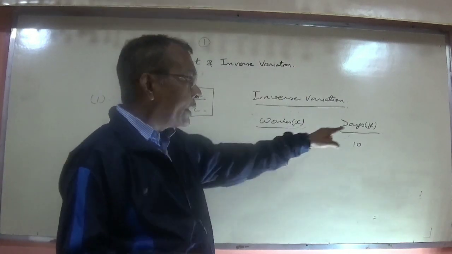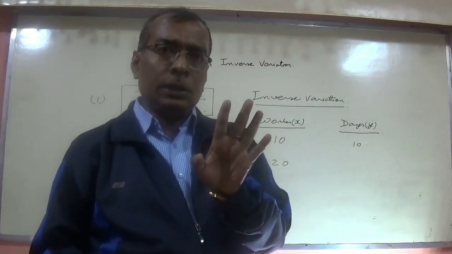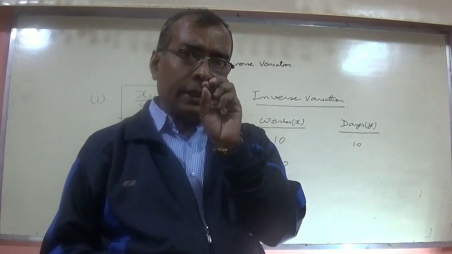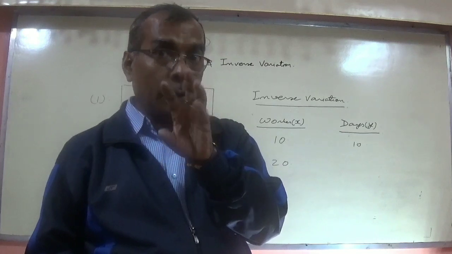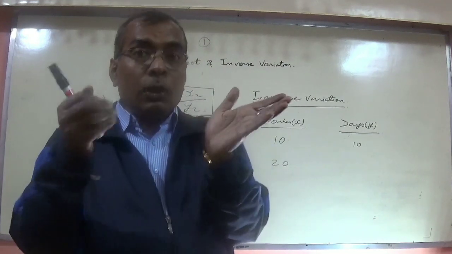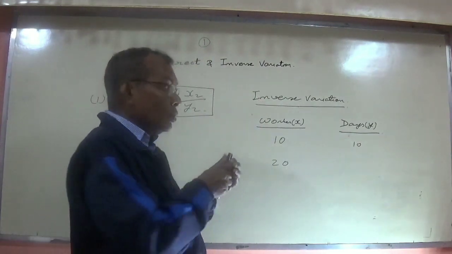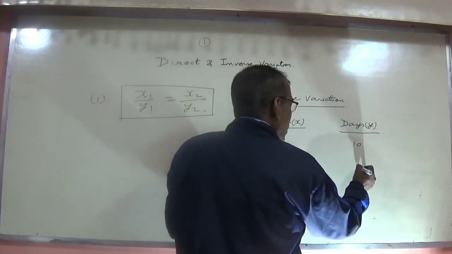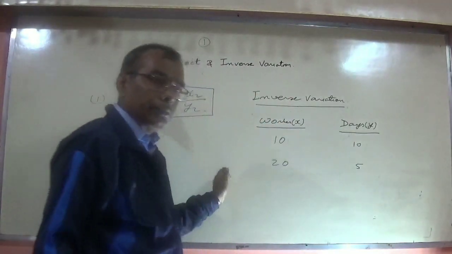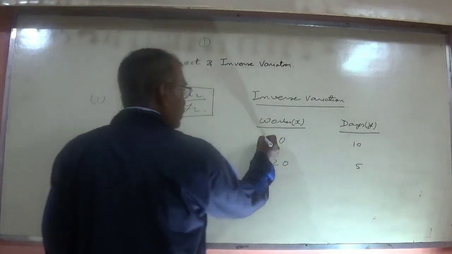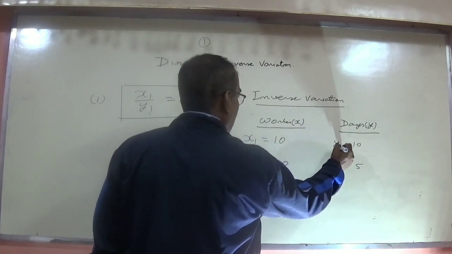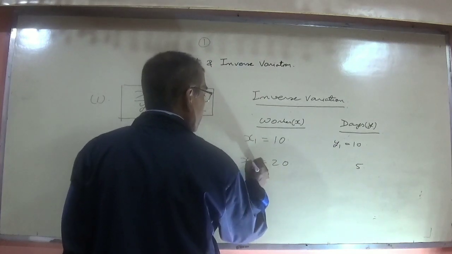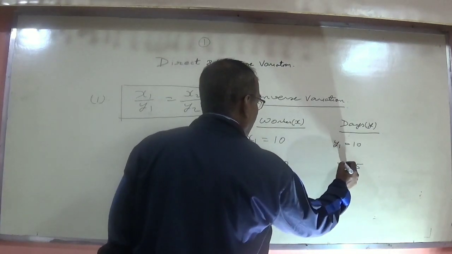10 workers will take 10 days to finish the work. Then will 20 workers take less or more time? Obviously less. You will find it will come to more or less 5 days, I think. This is x1, this is y1, and this is x2, this is y2.